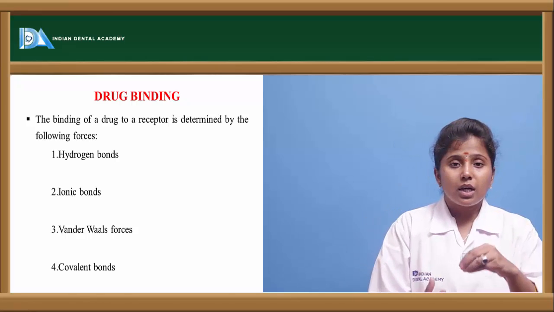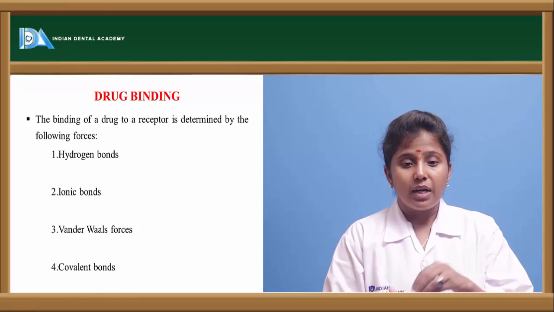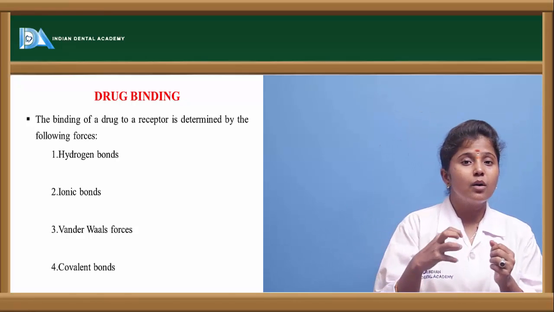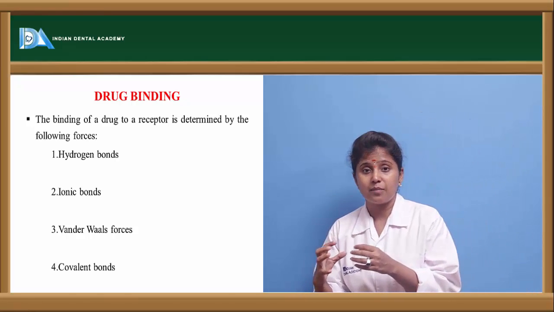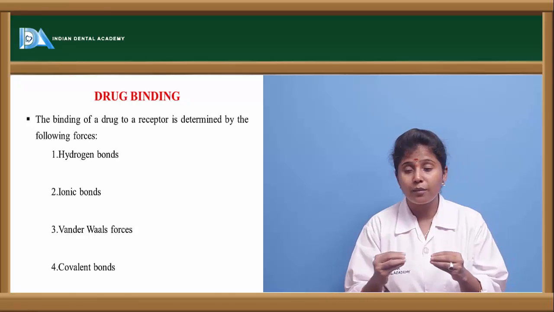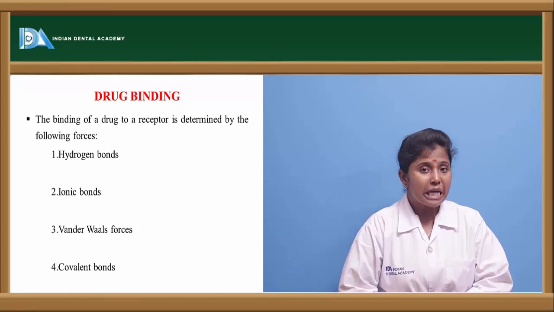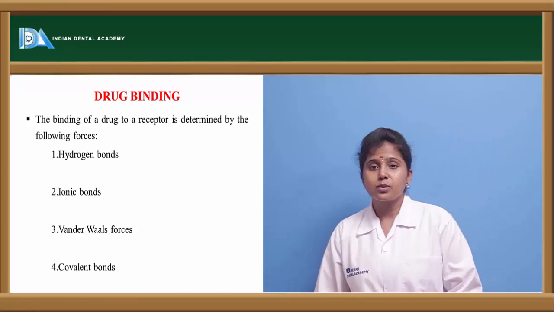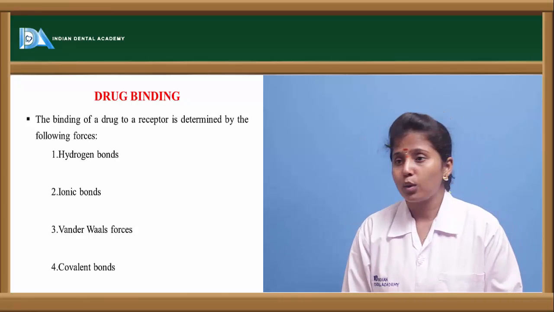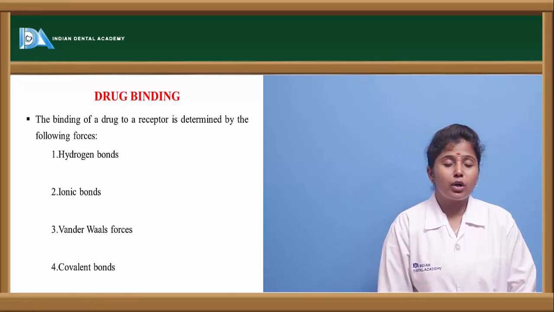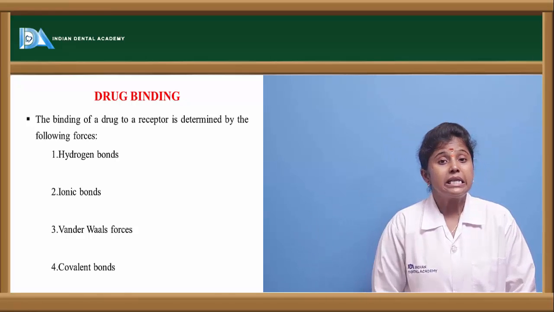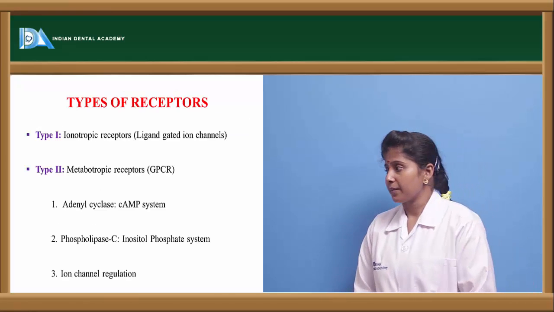Now the drug which binds to the receptor must have some bonding. The bonds by which it binds to the receptor are of various types. One is hydrogen bonding, another is ionic bonding, another is van der Waals forces, and another is covalent bonding or coordinate covalent bonding. By these various bonds, the drug binds to the receptor.